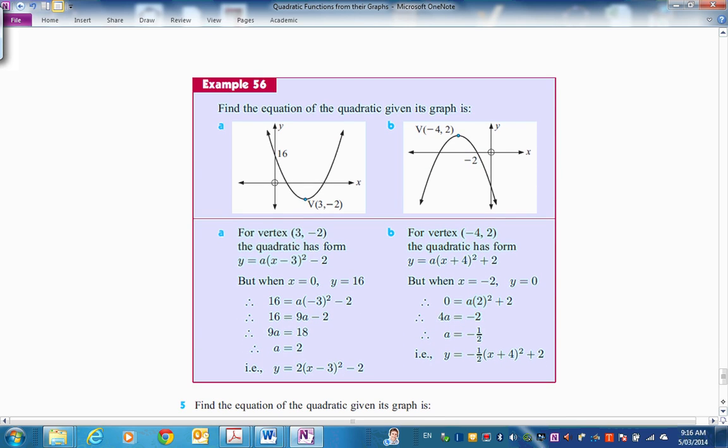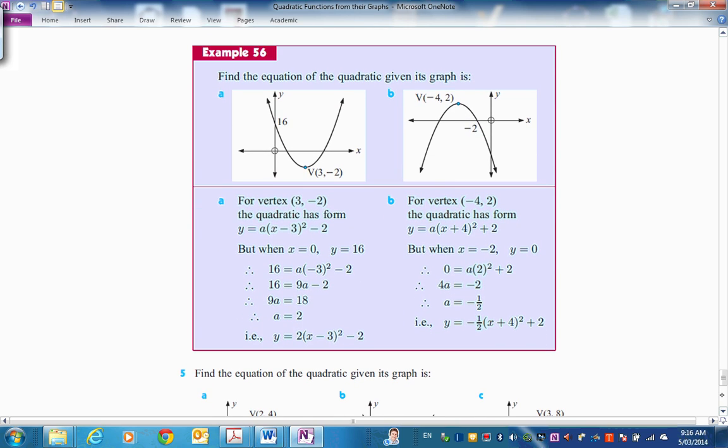Here's the one I was promising you. Here we're given the vertex of the graph in both cases. So you're going to say, I know the vertex formula is this, with various steepnesses, but it's going to have a vertex of (h, k). So 3, negative 2 is our vertex, so it's a, various steepnesses, (x take 3) squared, take 2. Remember, it's the opposite of that: x take h, x take 3.